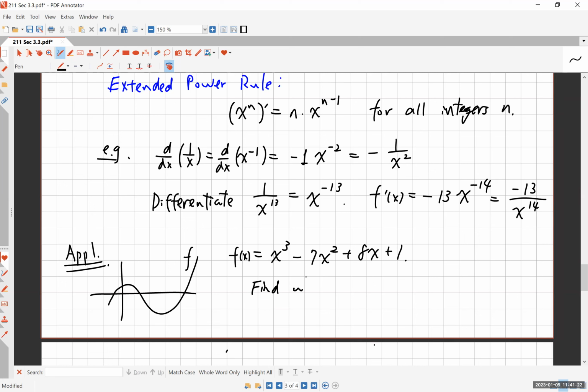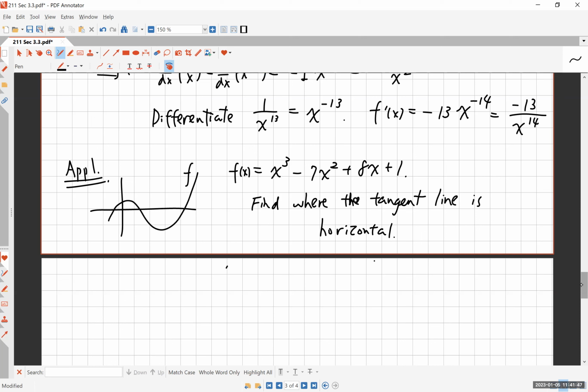Find where the tangent line, you'll see what I'm talking about in a minute, find where the tangent line is horizontal. Okay, now we have never directly answered this kind of question. So what are we talking about? Remember, the tangent line being horizontal means the slope of the tangent line has to be equal to 0, which means the derivative has to be equal to 0. So all you have to do to solve this question is to find where the derivative is equal to 0. Let's find the derivative.